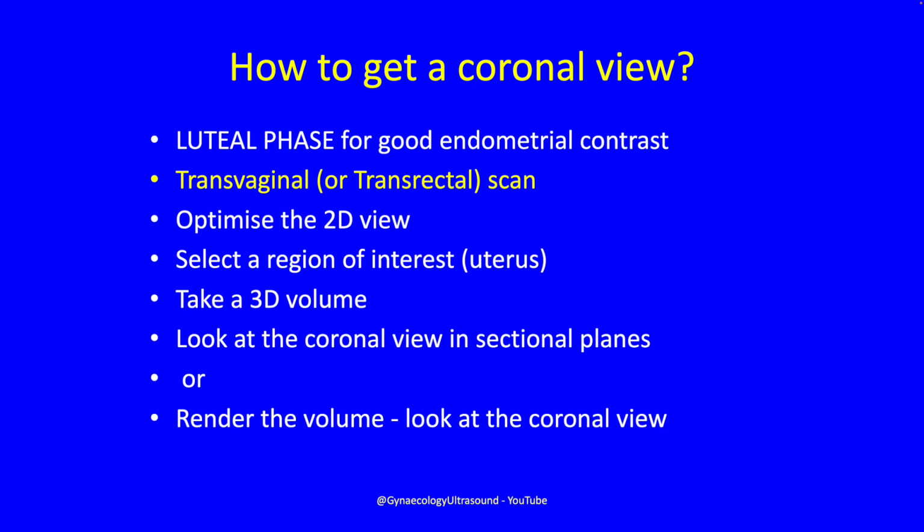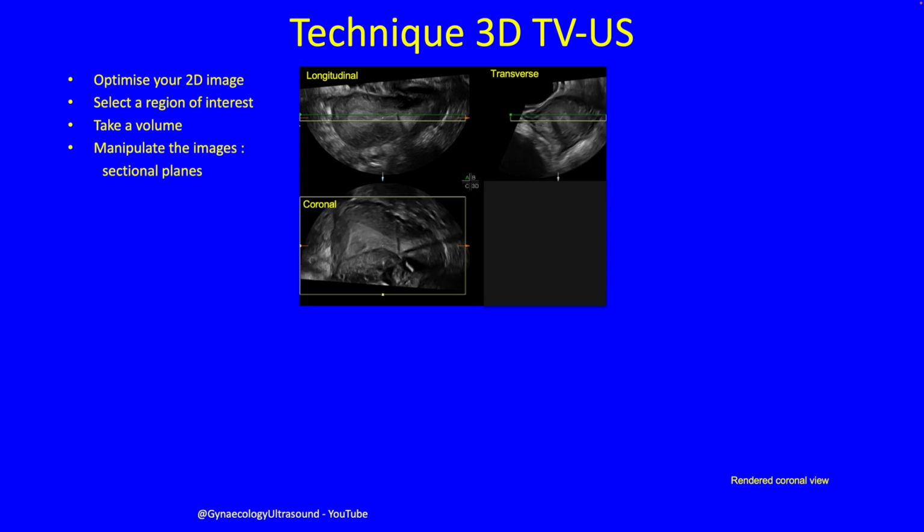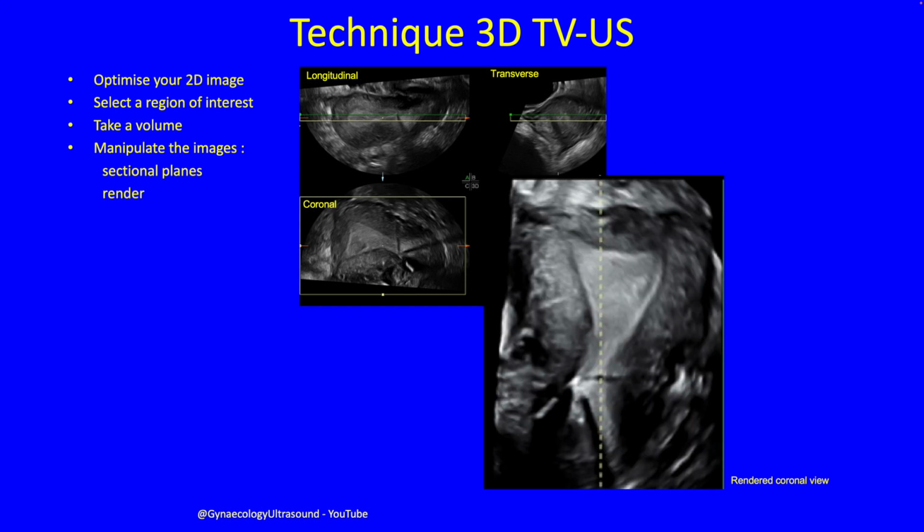Optimize your 2D view because your 3D is only ever going to be as good as your 2D. Select a region of interest, in this case the uterus, take the 3D volume and then look at the coronal view in sectional planes, or you can render the volume looking at the coronal view that way. So as I said, you optimize your 2D image. You then select your region of interest, take a volume. That's then going to display in sectional planes, longitudinal, transverse and coronal, and you can also render that and give you better views that you can play around with more in the rendered coronal view.